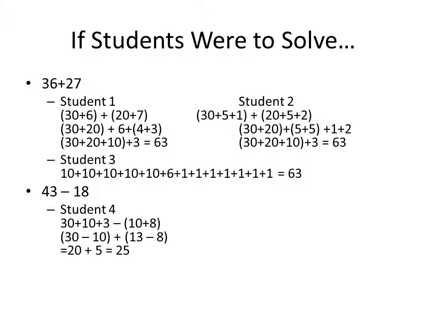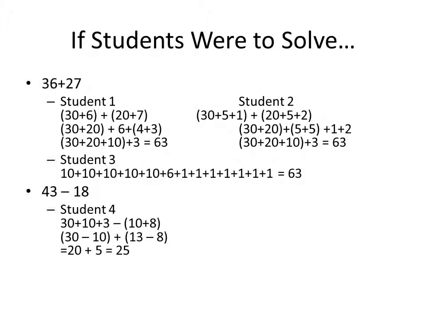And I would see student 3 dealing with the tens place first in the numbers, adding on the 6 ones from the first addend of 36, and then adding individually the 7 ones from the second addend, 27, until he got to 63.